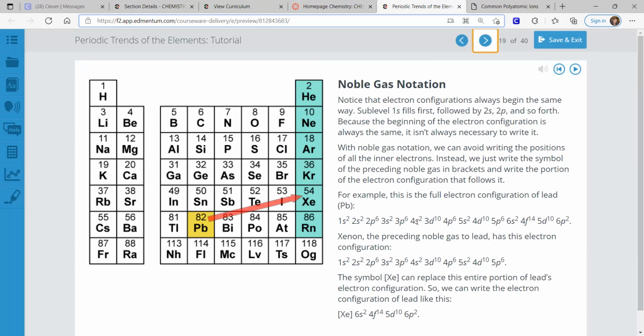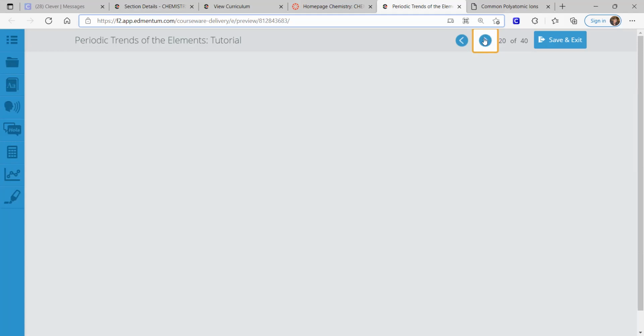So for example, this is lead, right? 1s2, 2s2, 2p6, and so on, all the way to 6p2. Xenon is the noble gas right before that period. So you can just say xenon and then start off 6s2, 4f14, 5d10, 6p2. It shortens everything and makes it a lot easier to write out.